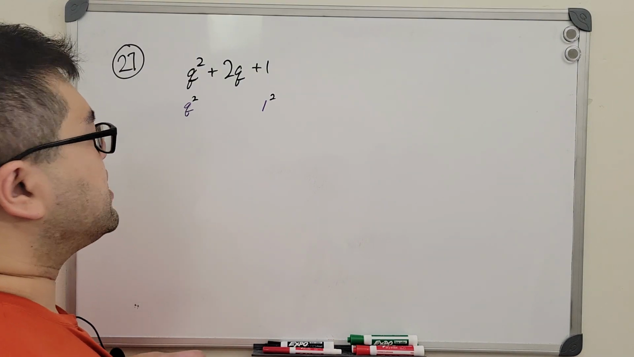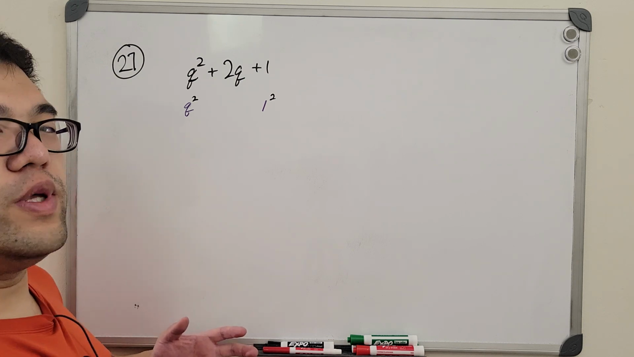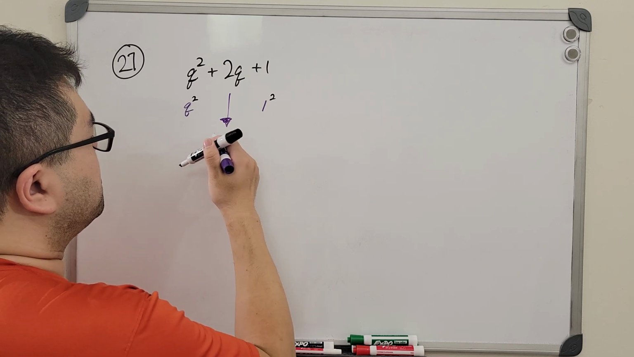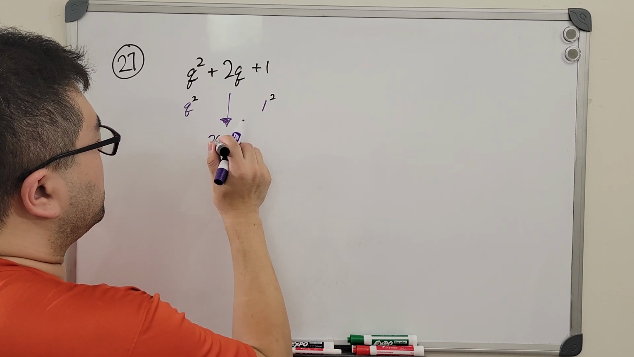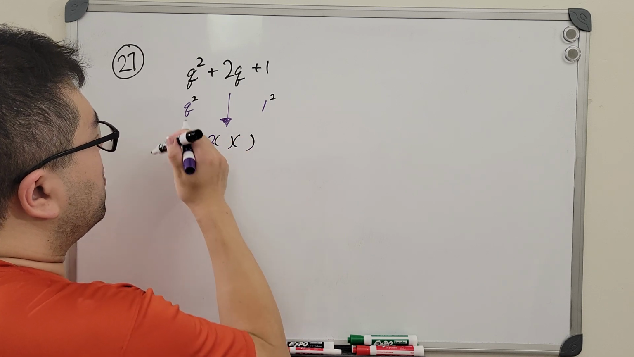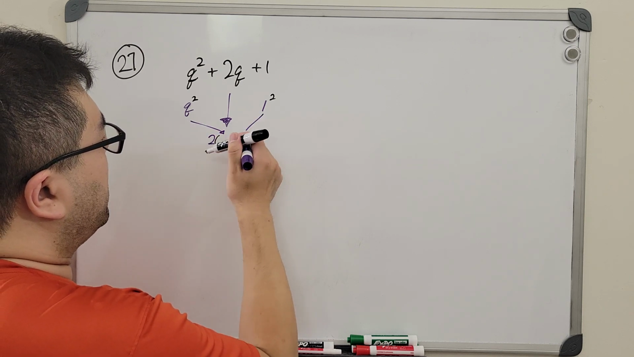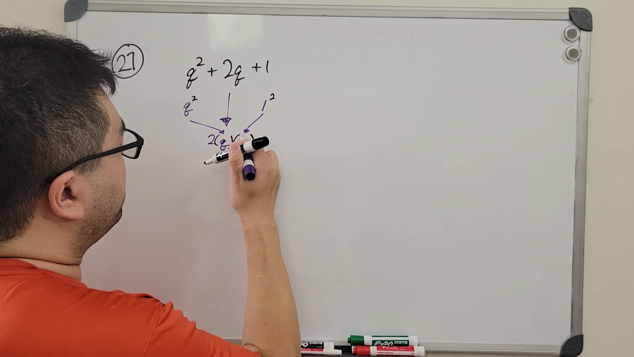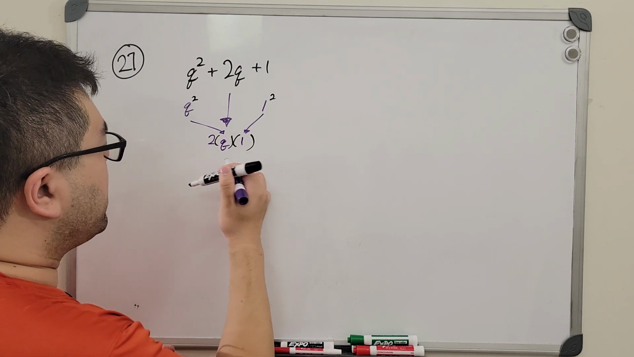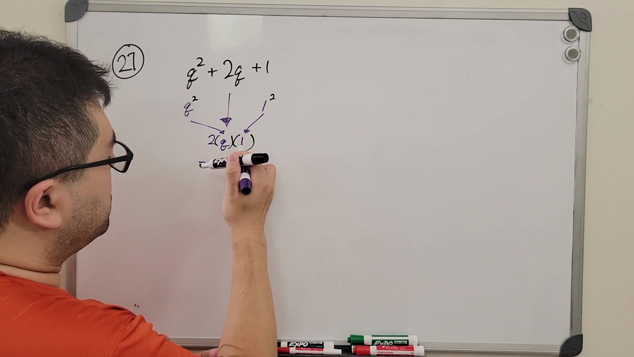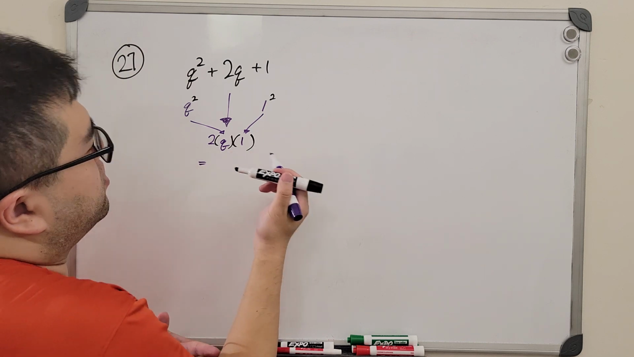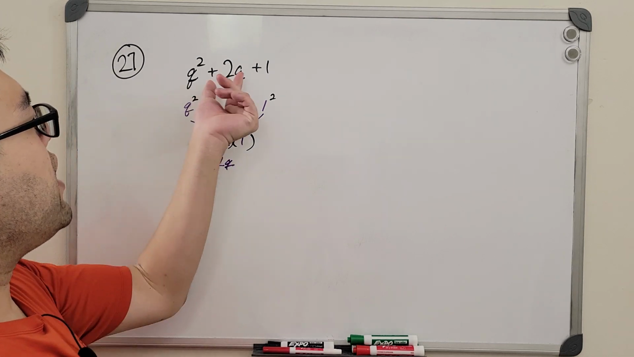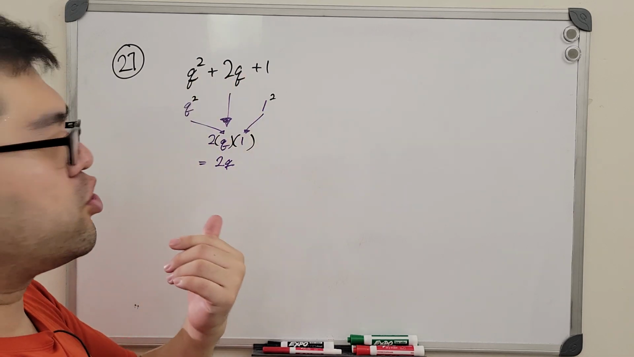Then as we identify what our a and b are, what we need to do is make sure that the middle term is actually equal to 2 times a times b. Well, if we plug in what our a and b are, a is q, b is 1. Then as we multiply, this is equal to 2 times q, which is 2q, times 1. Again, it's not going to change the 2q. So the end result is 2q, meaning that now we actually have the middle term correct.